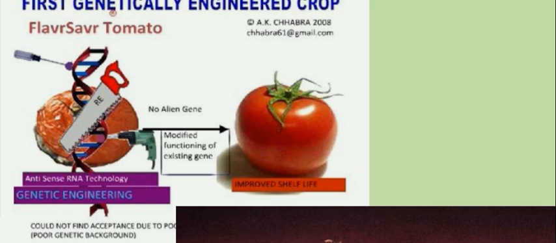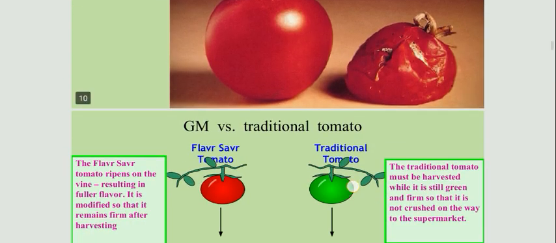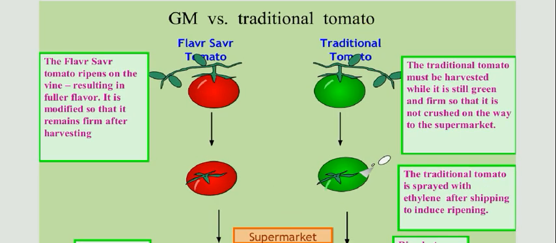Okay. Antisense RNA technology could not find acceptance due to poor genetic background. Improved shelf life. GM versus traditional tomato. The Flavr Savr tomato ripens on the vine, resulting in fuller flavor. It is modified so that it remains firm after harvesting. Flavr Savr tomato, here we can see GM versus traditional tomato.